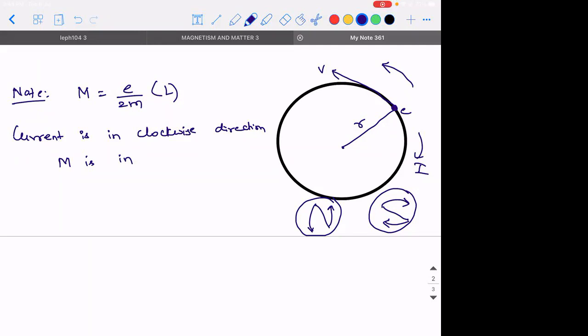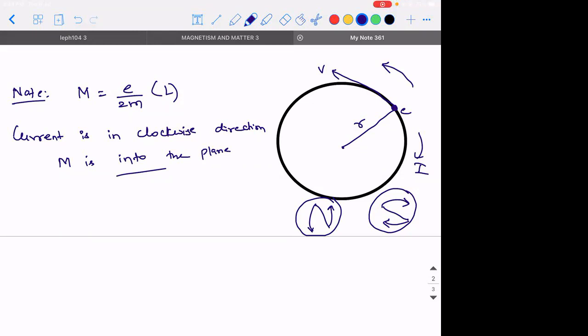Guys, these are all very important things. If the current is in clockwise direction, then the magnetic dipole moment is into the plane. Please make a note of this.